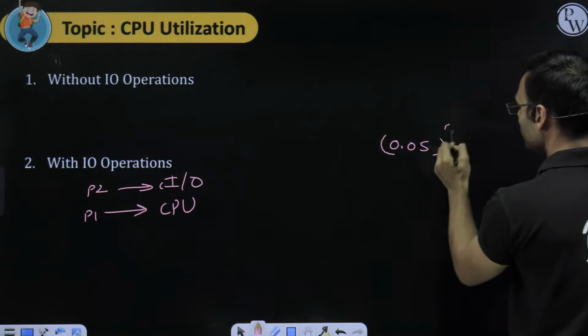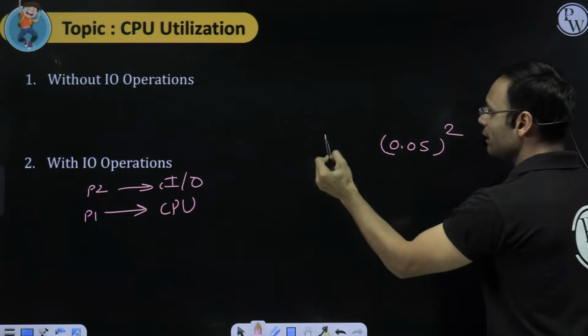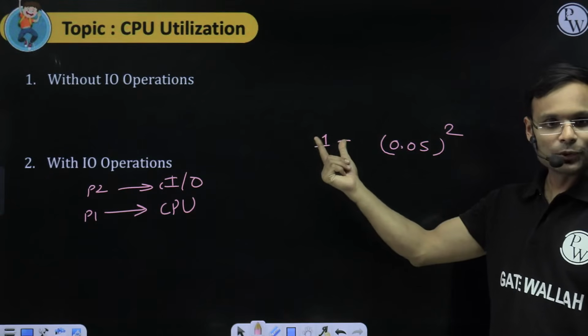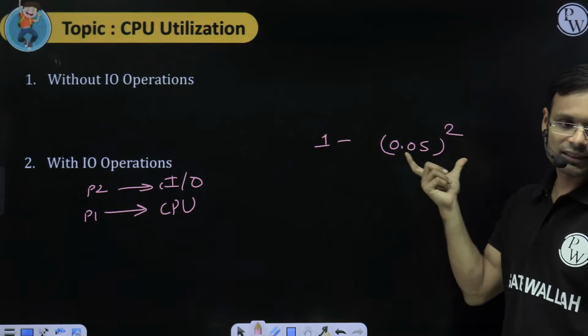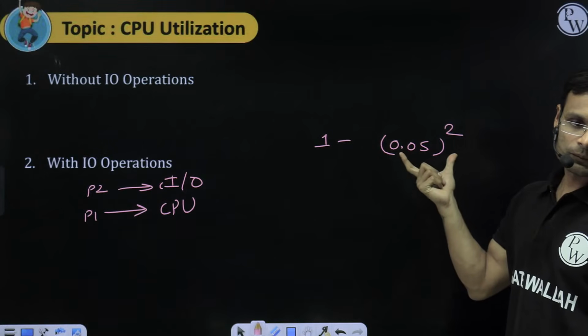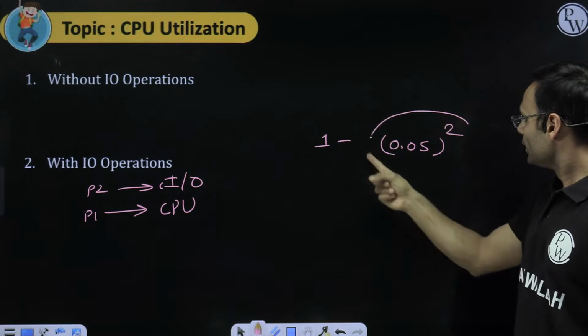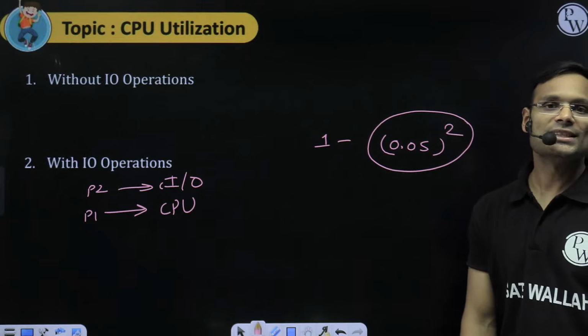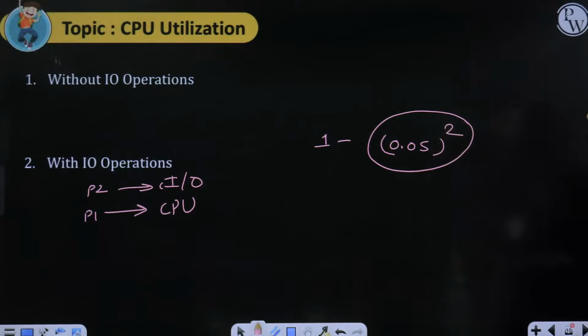5% chance, in fraction, this much. If I subtract this from 100%, I get the CPU utilization. If I subtract this one, I'll get how much utilization I can have. How did you come up with this one, sir?